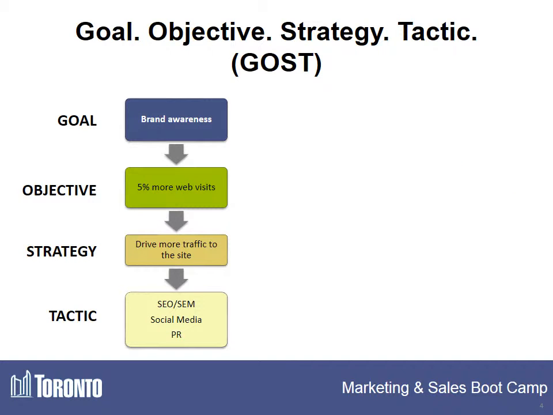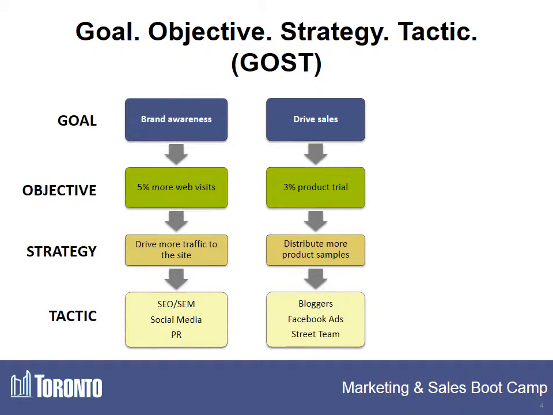So here's a way that we can look at this. We define our goal, our objective, our strategy, and our tactic, or GOST is the acronym I've created for this. So let's say your goal is to increase brand awareness. You want people to know that you're actually open and ready for business. Your objective may be to get 5% more web visits. Your strategy is going to be how you achieve that objective, and you will achieve it by driving more traffic to your website. And some of the tactics, some of the tools that will best help you achieve this goal and objective could be search engine optimization, search engine marketing, or social media or PR.